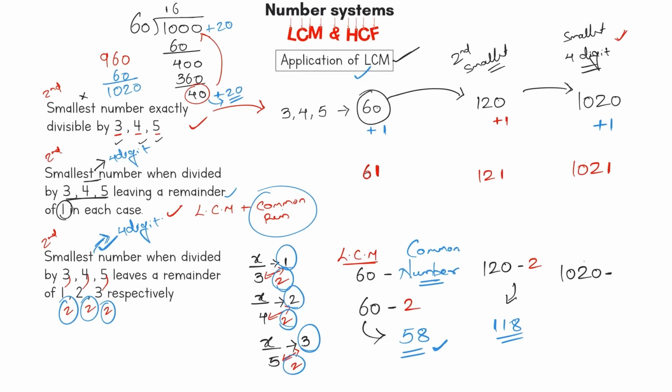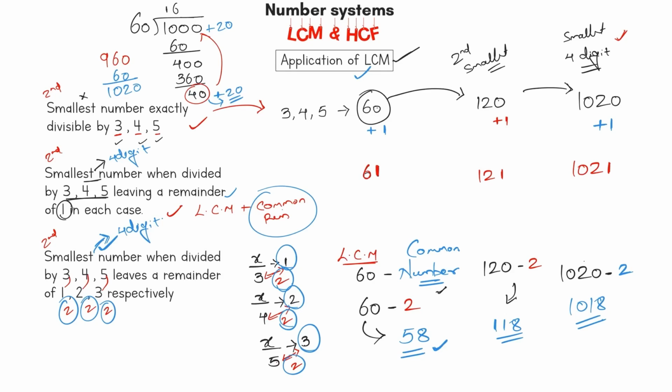You subtract from this. What do you subtract? What is the common number that is the difference here? That is 2. So subtract 2 from this. So what is my final answer? 1018. That is my smallest 4-digit number. When divided by 3 it leaves a remainder of 1, by 4 a remainder of 2, and by 5 a remainder of 3.